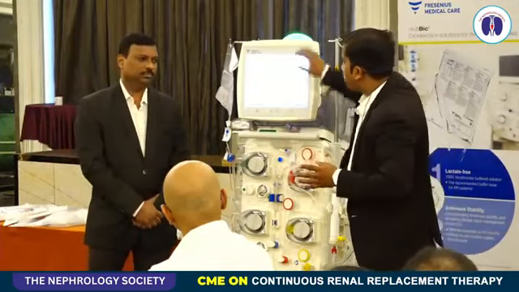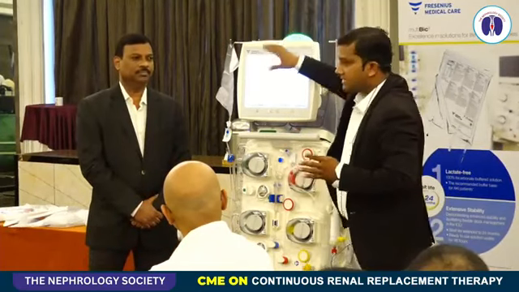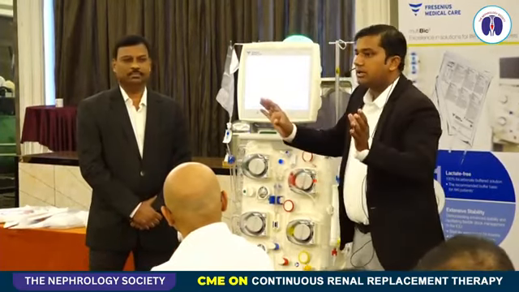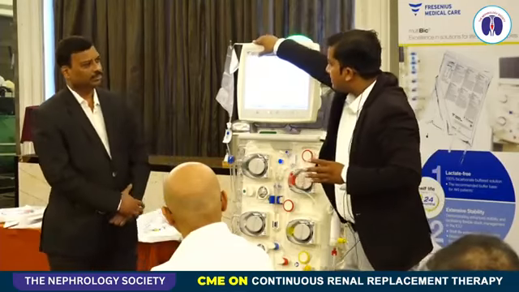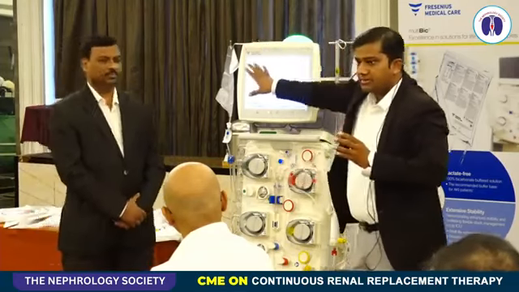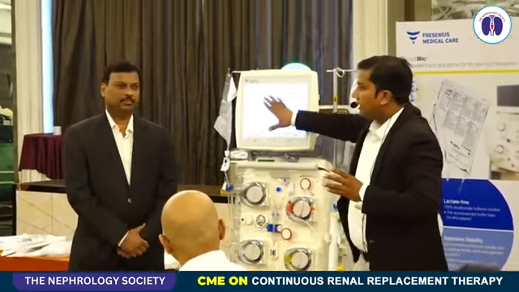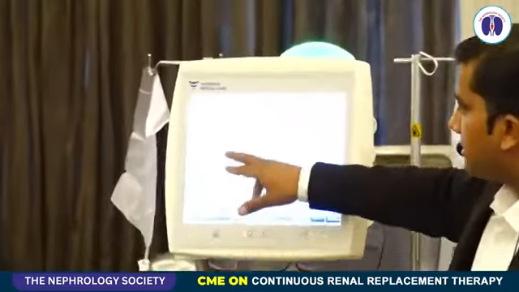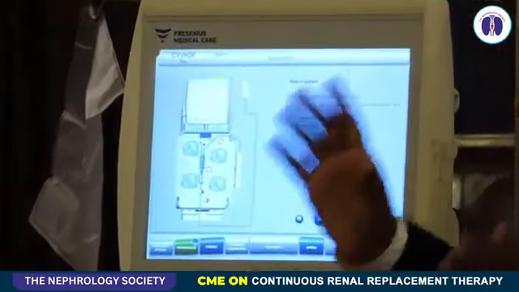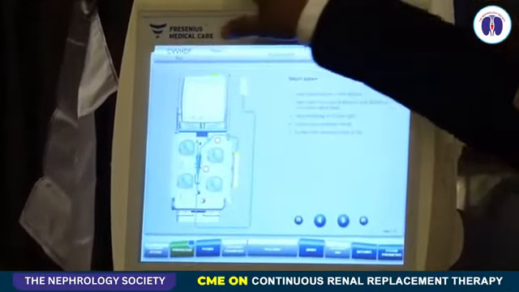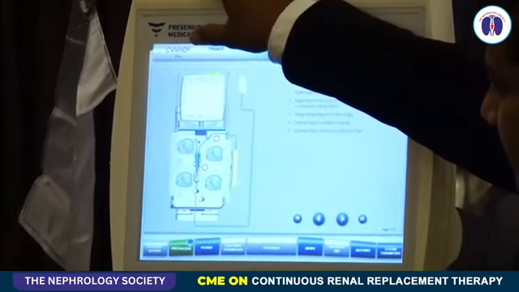I switch on the machine and put the machine on functional test. Once the machine has done all its tests and the functional test has passed, we'll select the mode. We select CVVHDF pre-dilution. Whatever mode we select, the diagram of that particular therapy will develop with the same flow. Let's say we have selected CVVHDF pre-dilution.